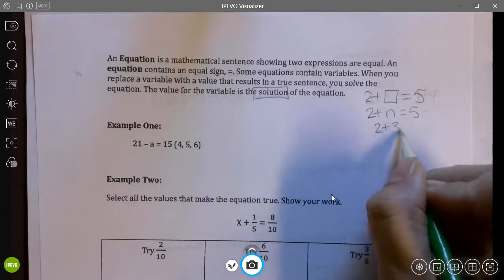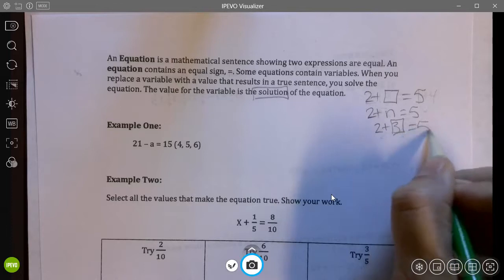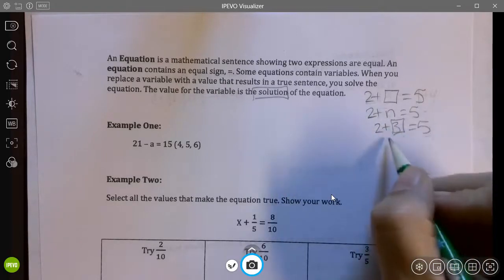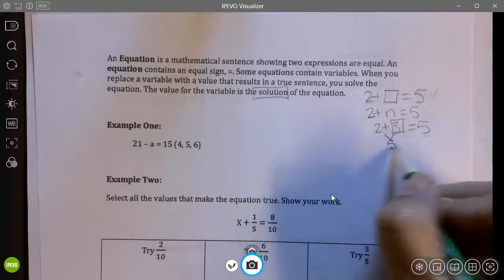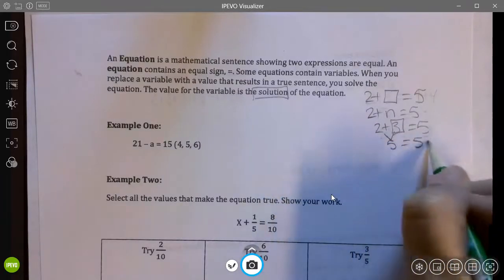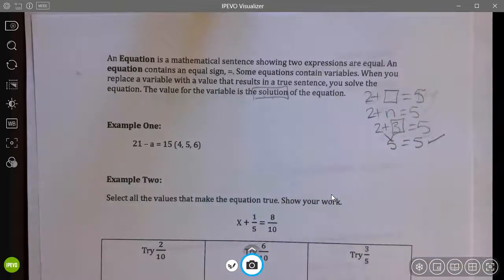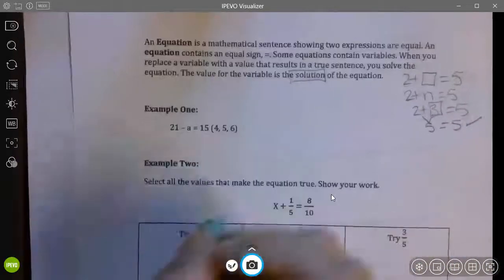So 2 plus 3 would equal 5. This solution makes this true. What's 2 plus 3? 5. And does 5 equal 5? Yes, so 3 would be the solution. So let's look at example 1.